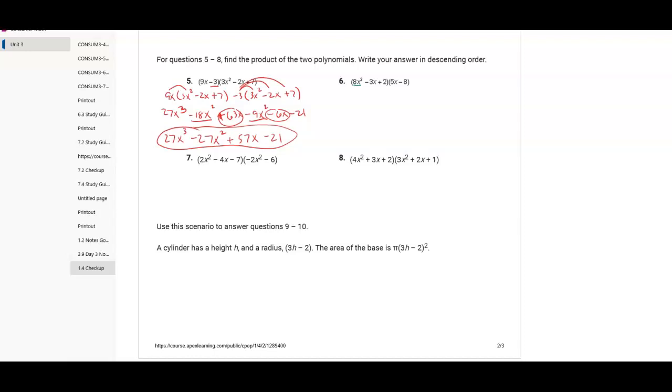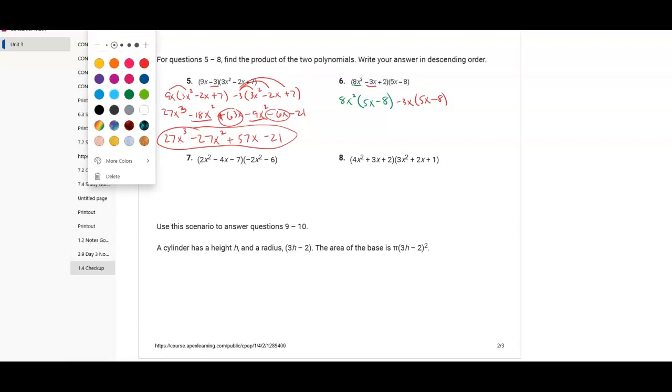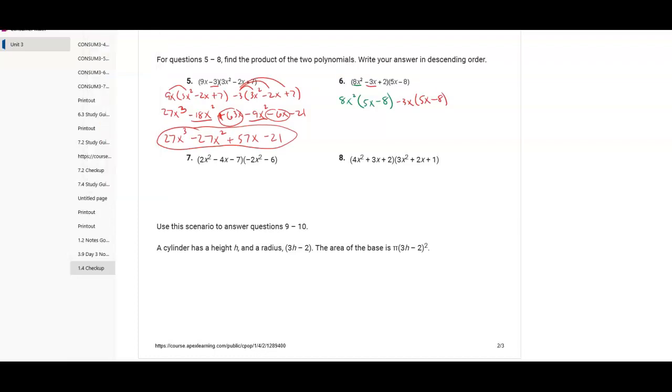Okay, now the next one, when I go to do this, if you look, the first thing I'm going to do is pull the 8x squared out, but now I'm going to distribute it to 5x minus 8. Then I'm going to pull out the minus 3x, distributed to the 5x minus 8. Then I'm going to pull out the plus 2 and distribute it to the 5x minus 8. So right away here, now I'm going to do all of my distributions.